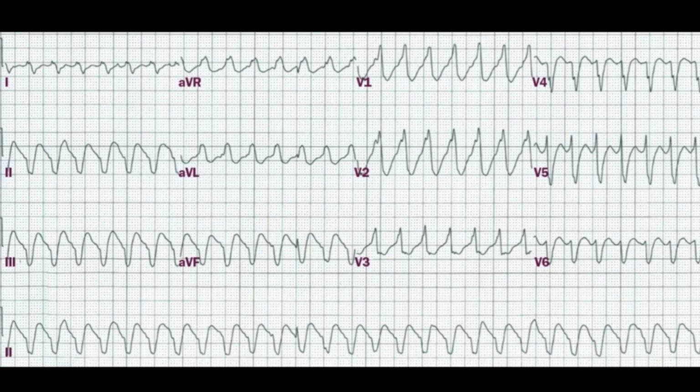So this ECG quiz is obviously a little difficult, and reasonably so. There was a mixed response. Some were calling it VT, others were calling it SVT with aberrant conduction. So what is it really?